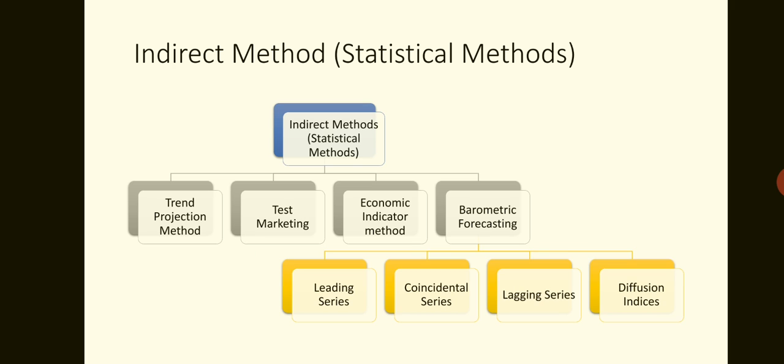Then the indirect method, that is the statistical methods. In the indirect method, we are going to use some statistical methods, some principles that are going to help in our demand forecasting. First of all is the trend projection method. Under the trend projection method, which is one of the indirect methods, past data is used to project the sales in coming years.